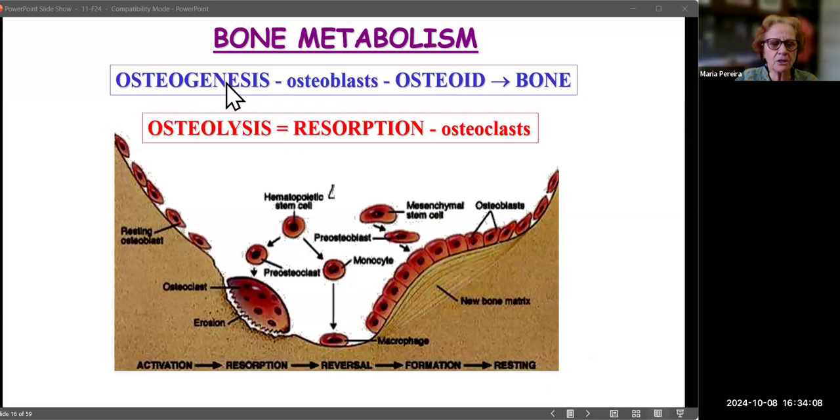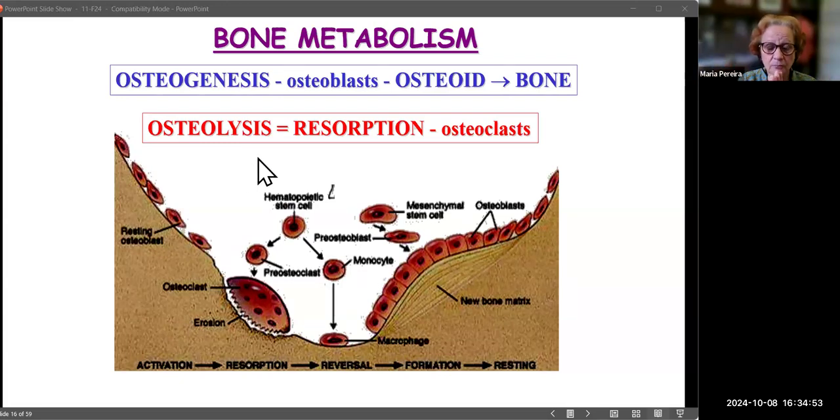Okay, so we can talk about bone metabolism because we have these two cells. One makes bone, so it's osteogenesis. Genesis is to produce, to make. Osteo, every time you see this prefix, that means it's related to bone. So you have osteoblasts that make bone, that play a function in osteogenesis. The osteoblasts produce the osteoid, which is not yet calcified, and then once it becomes calcified, it gives rise to bone. But you also have osteolysis.